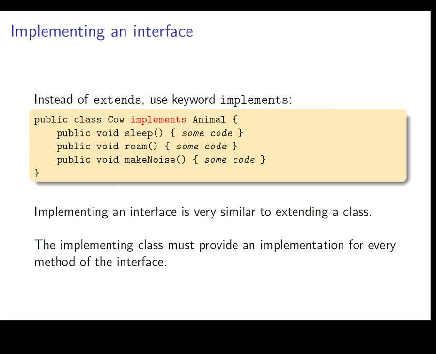How do you go about creating a specific kind of animal given such an interface? Well, we use the special keyword implements. So here's an example. We could create a public class Cow which implements the Animal interface, and from then on it's very much like extending an Animal abstract class in that version. In the case of each method that doesn't already have an implementation, we provide an implementation in exactly the way that you're familiar with. So implementing an interface is very similar to extending a class. The implementing class must provide an implementation for every method of the interface, otherwise you haven't properly implemented the interface.